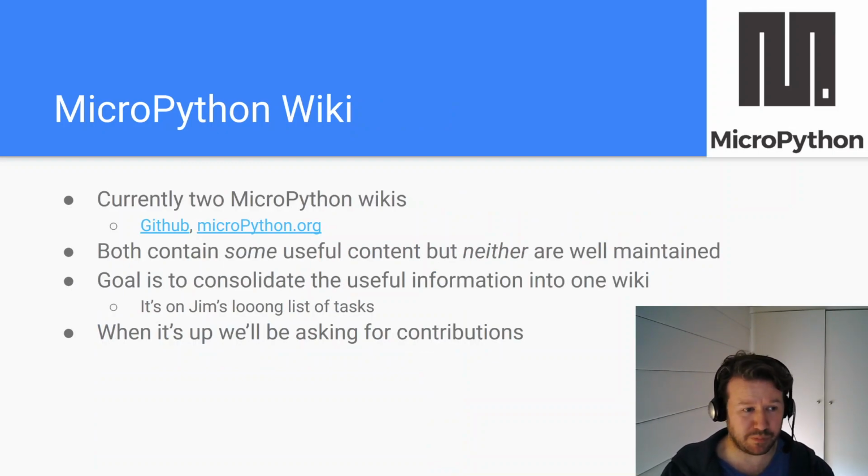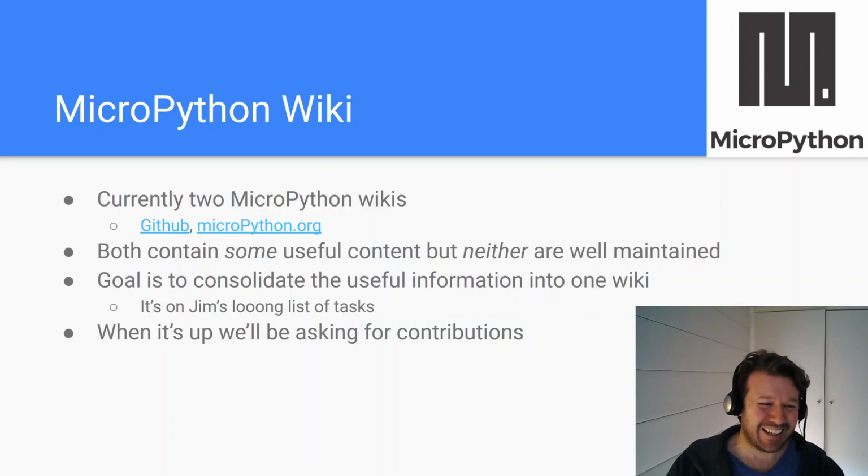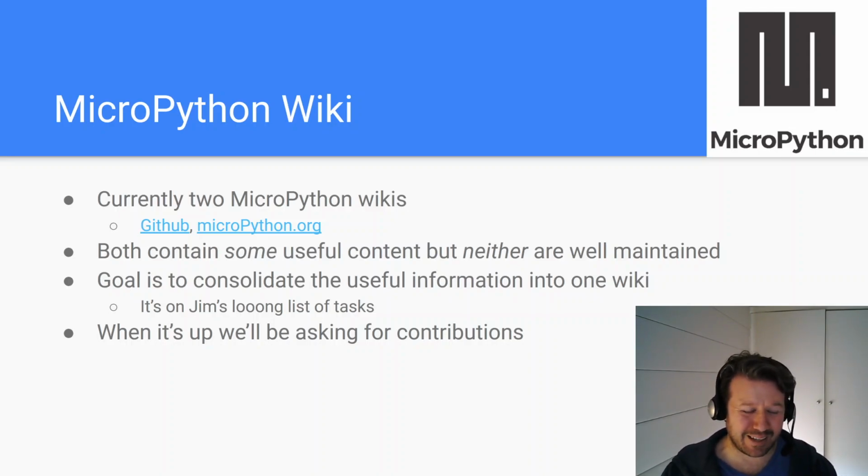Also, to improve things, the MicroPython wiki, there are actually two of them at the moment. There's one that's using the GitHub wiki feature, and then there's one hosted on micropython.org. Both of them contain some useful stuff, but they're pretty out of date, and neither is well maintained. So the goal is to consolidate them into one. It's on Jim's long list of tasks. And when it's up, we'll ask people for contributions when it's in a place where we can all work on it.